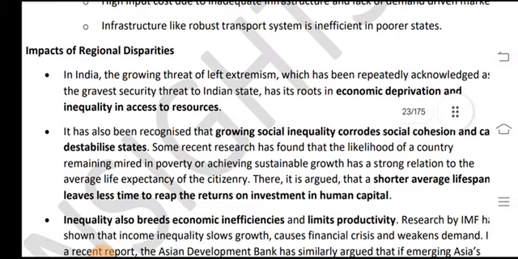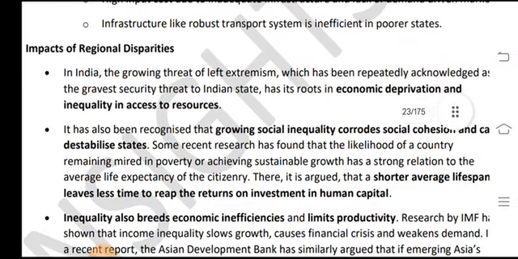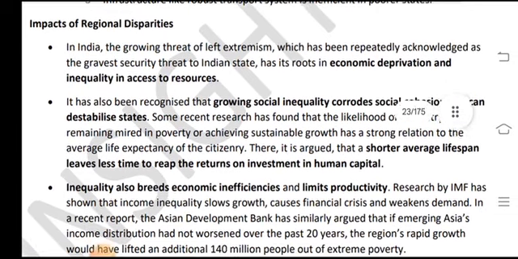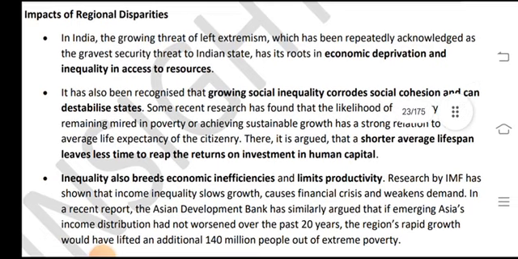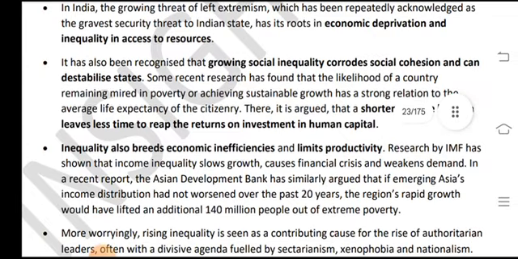Impact of the regional disparities in India and the growing threat of left-wing extremism, which has repeatedly been acknowledged as the gravest security threat to the Indian state, has its root in economic deprivation and inequalities in access to resources. It has also been recognized that growing social inequalities erode social cohesion.